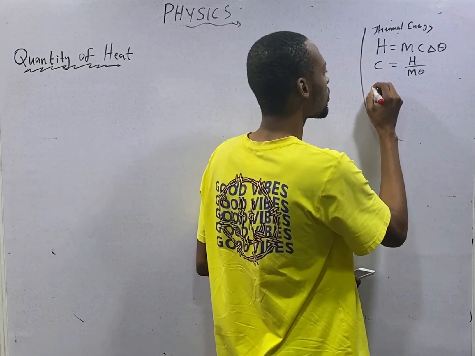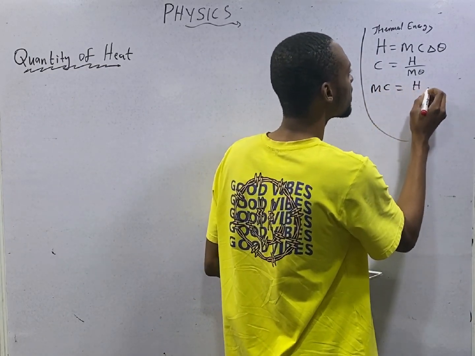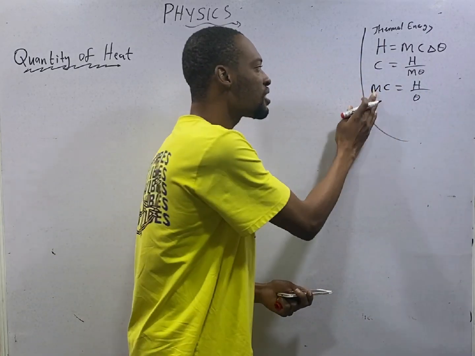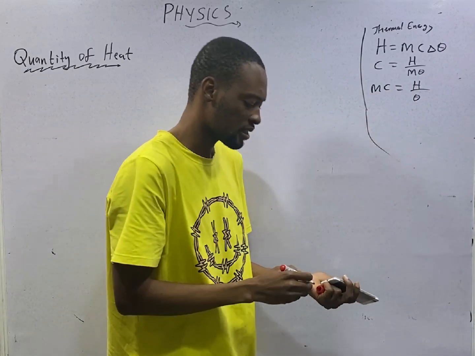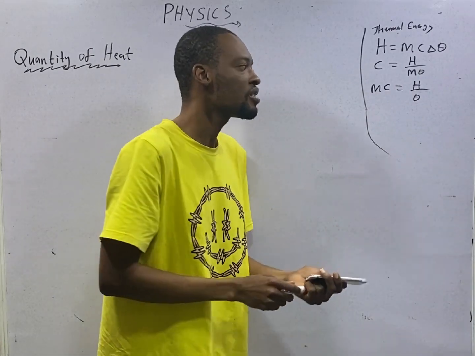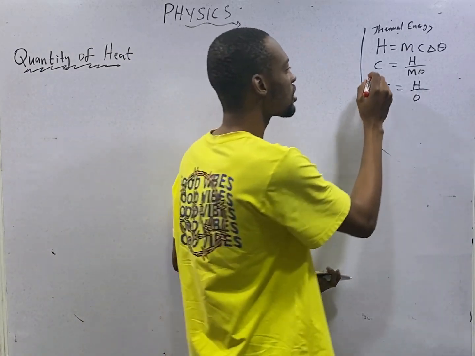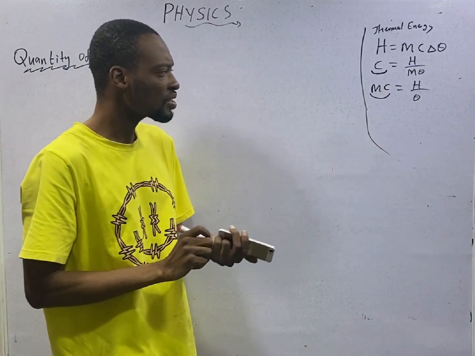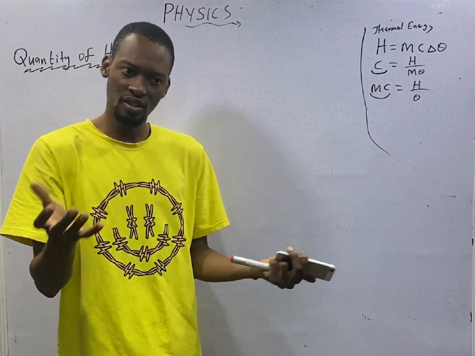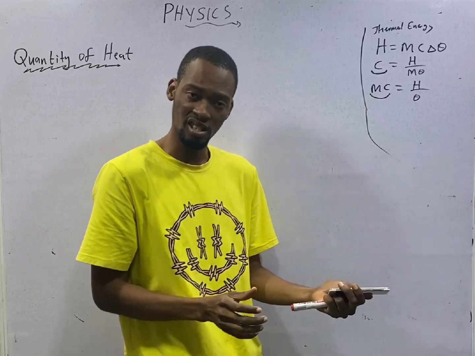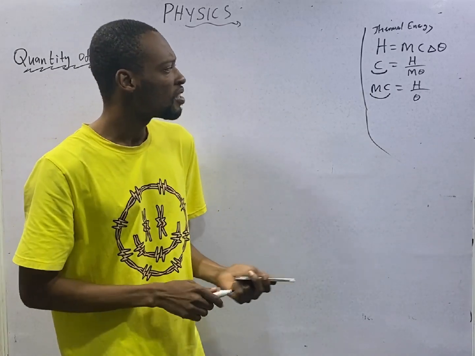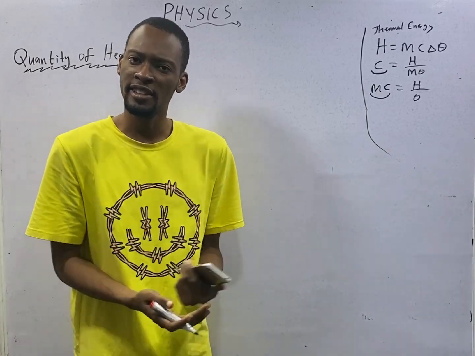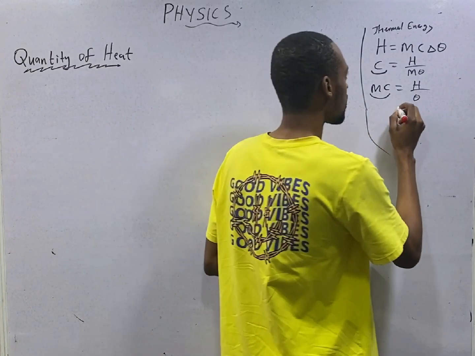Now when you make mc the subject of the formula, you get thermal heat over temperature change. mc is your heat capacity. So c is specific heat capacity, mc is heat capacity. When it comes to electrical energy, don't worry, we'll soon enter electricity, electrical energy and electrical power. There are various formulas you can use to determine electrical energy.